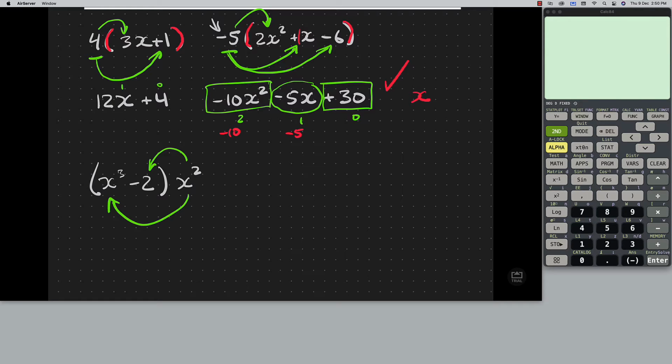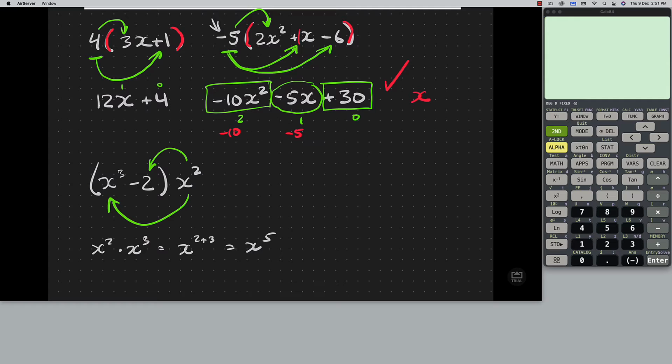Okay, now basically we're going to look at what is x squared times x cubed. Well, we need to remember the rules of multiplying with exponents. When we're multiplying x squared times x cubed, that is going to equal x to the 2 plus 3, which equals x^5. Okay, that first one is done.